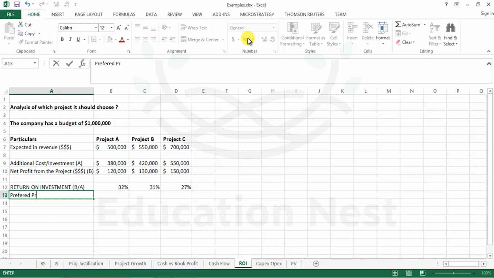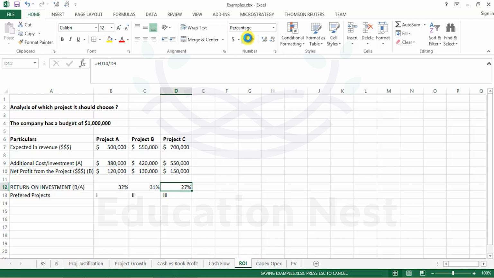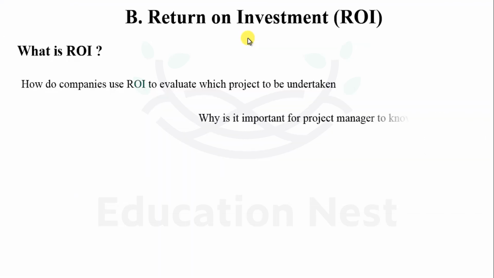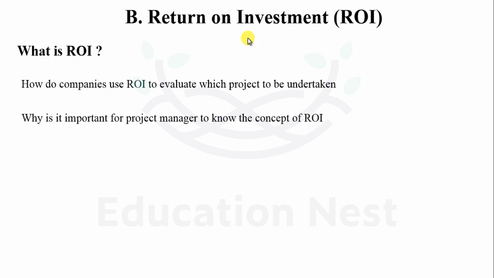Now we'll mark over here the preferred projects in terms of their order. Project A becomes number 1, project B becomes number 2, and project C becomes number 3. I'm sharing this template with you guys, this whole Excel sheet, and you can play around with the numbers and do some more research to get a good understanding of the return on investment concept.